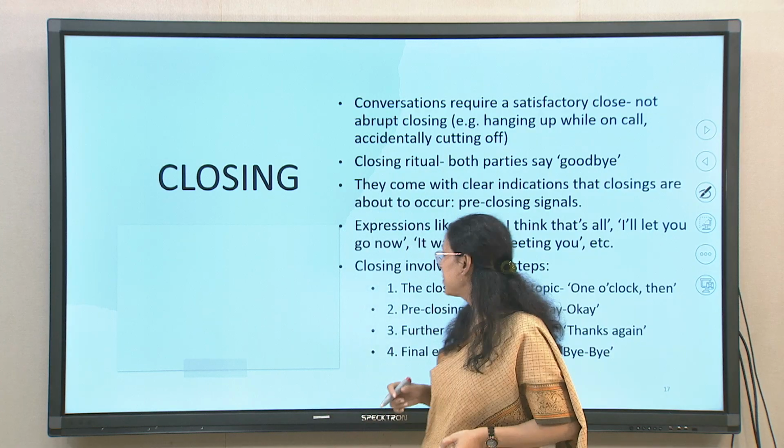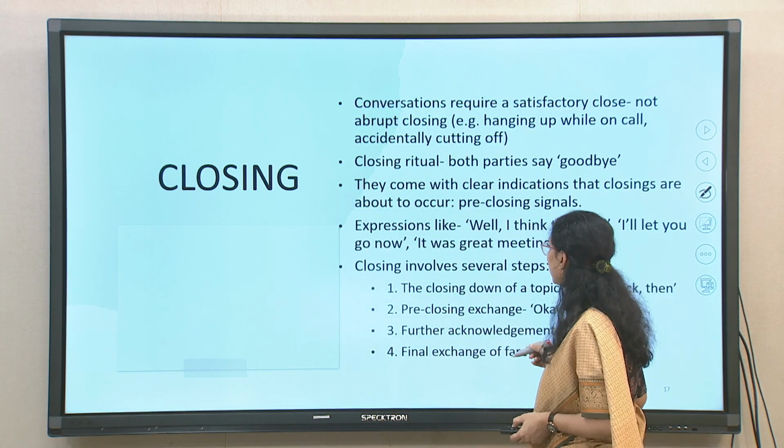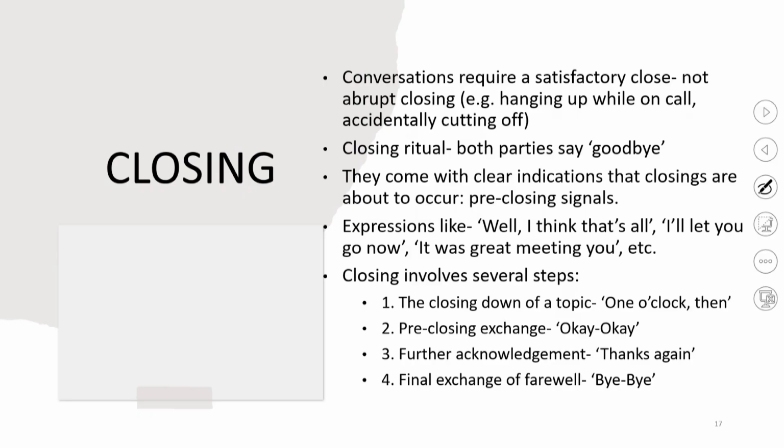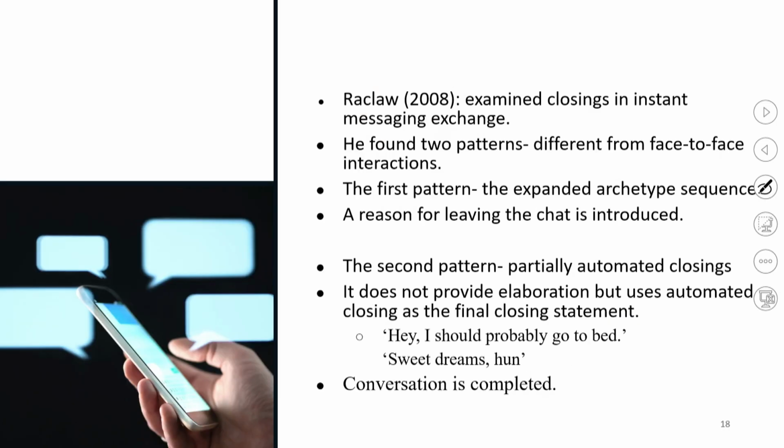The various steps have been discussed in textbooks. Closing down of the topic, for example, one o'clock then. Some kind of an agreement is reached, then a pre-closing exchange like okay, and thanks again. These are the typical patterns, but again these are culture specific.